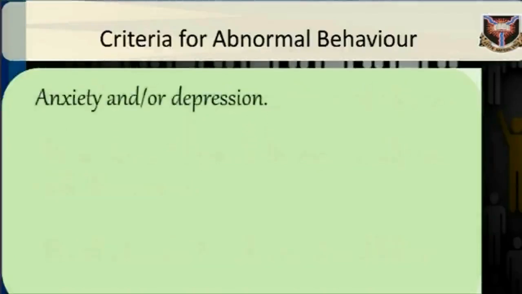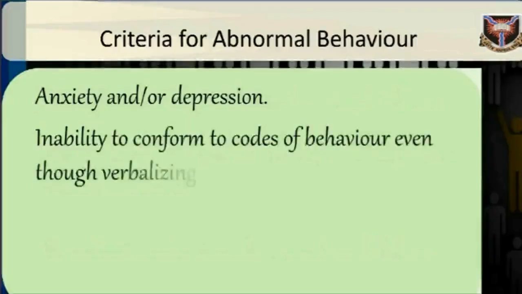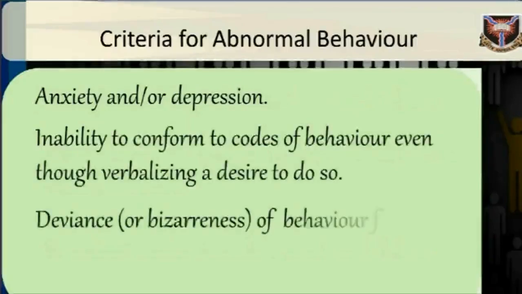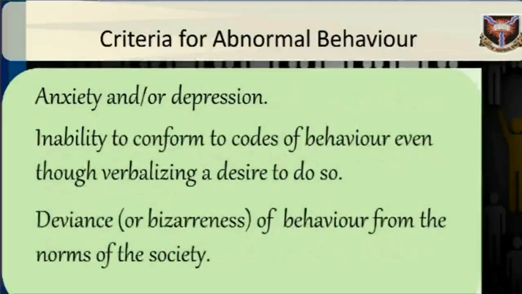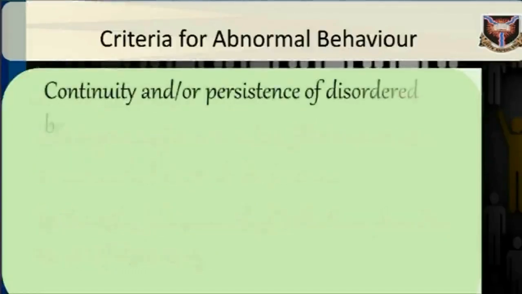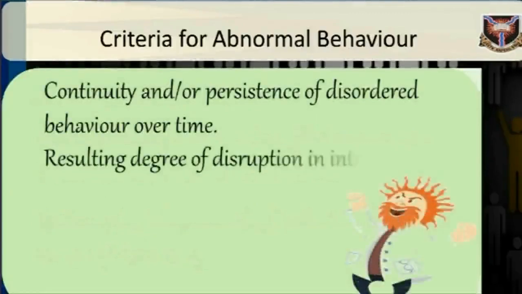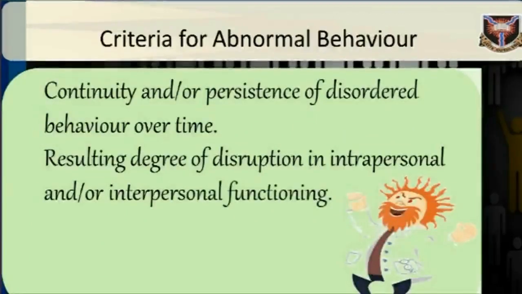6. Anxiety and or depression. 7. Inability to conform to codes of behavior, even though verbalizing a desire to do so. 8. The deviance or bizarreness of behavior from the norms of the society. 9. The continuity and or persistence of disordered behavior over time. And 10. The resulting degree of disruption in intrapersonal and or interpersonal functioning.